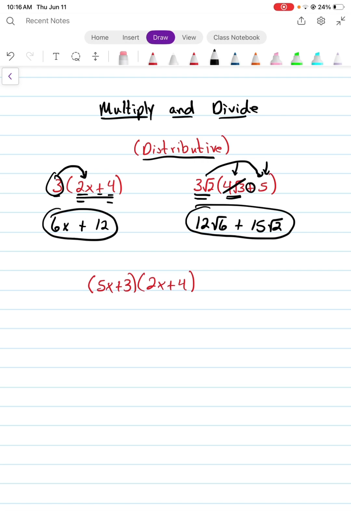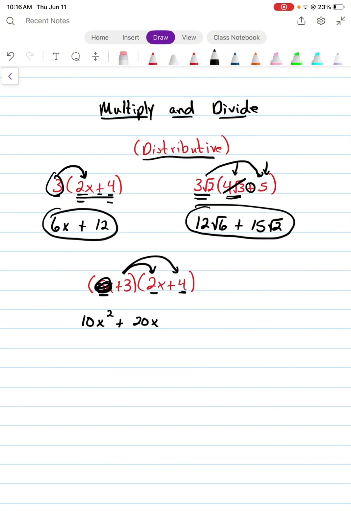Now what if we have two sets of plus signs? We do the exact same thing. We're going to take the 5x. We're going to multiply it by both of these. 5x times 2x, to multiply those, you do the 5 times the 2, combine the parts that are alike. The x times the x, we count our x's, and that gives us 10x squared. 5x times 4, we do the 5 times the 4, which gives us a 20. X doesn't combine with anything, so we leave it alone. We're done with 5x. We now do the exact same thing with 3.